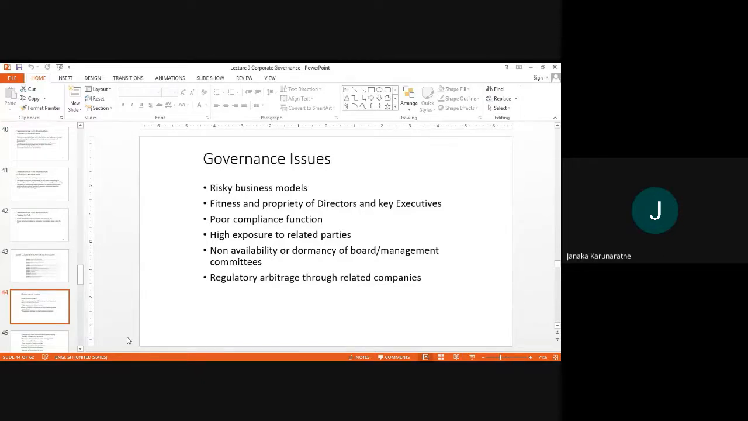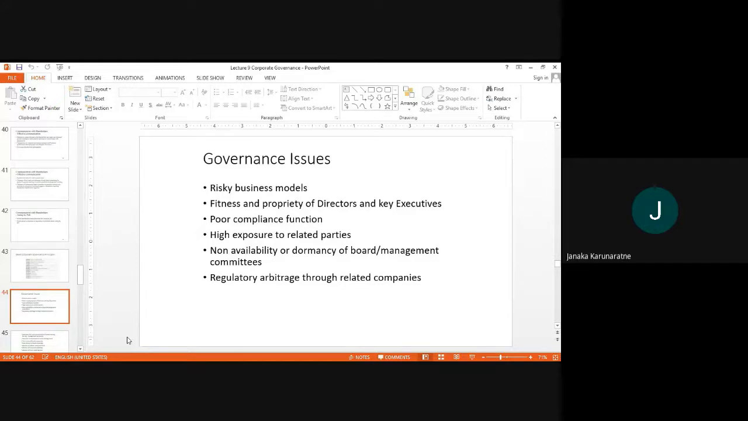Non-availability or dormancy of board and management. Sometimes boards are dormant. Management committees are dormant. Even though there are committees, there is no active involvement by the relevant members. So it's just the name board.